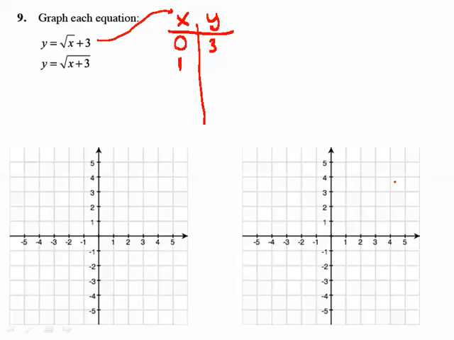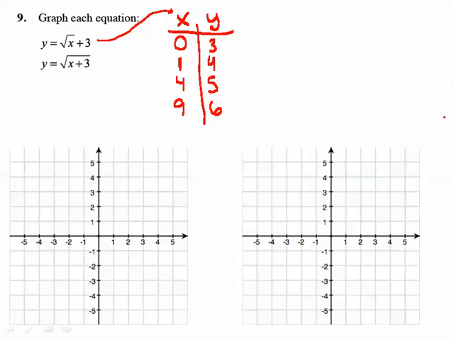Plug in a 1 in that. Answer is 4. 2, nope. 3, nope. 4. Square root of 4 is 2. 2 plus 3 is 5. And 5, 6, 7, 8, nope. 9. 9 would work. So square root of 9 is 3. 3 plus 3, 6. Okay, good there. There's our table. We're going to graph it all together here. So let's leave that aside for now.